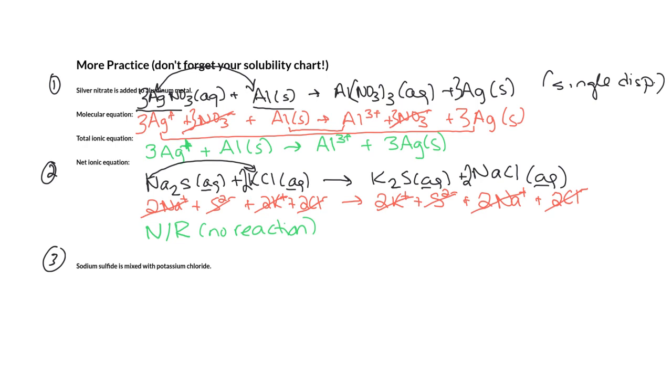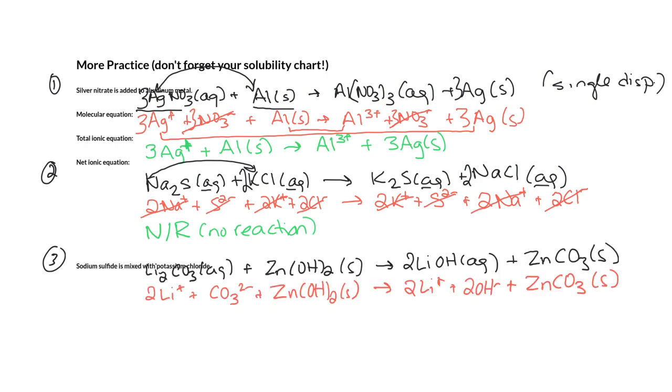That's in contrast to number three. So I'll tell you right now, when you go to practice number three, pause the video, practice. When the answer comes up, you're going to see something totally different. In this reaction, we see that there's a solid on the left and a solid on the right. So in the net ionic equation, we're going to have one reactant and one product that don't break up. But we did have one reactant that was aqueous and one product that was aqueous. So spectator ion-wise, we cross out the lithiums and we cross out nothing else. And so overall, we're left with CO3 2- plus the zinc hydroxide makes two hydroxides plus a zinc carbonate.